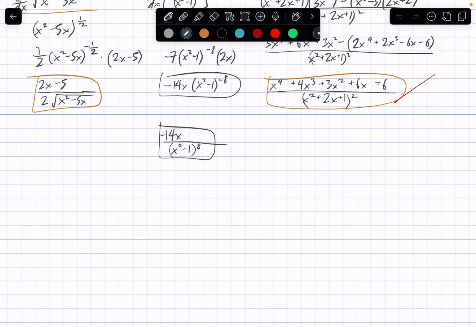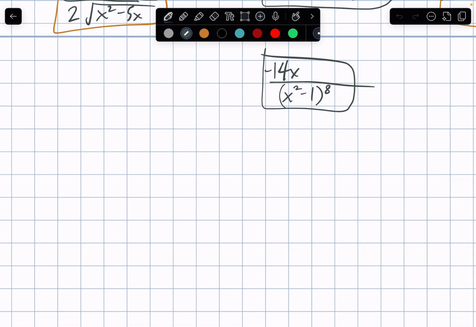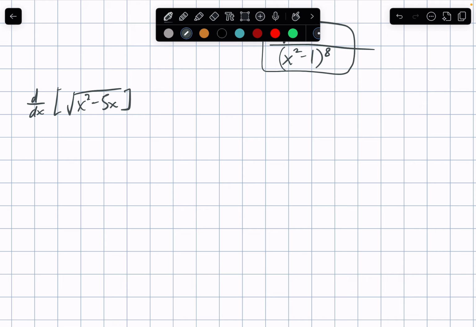Okay, so continuing on, I've decided that we'll go through a few more practice questions on differentiation. Let's proceed. So we want to find the derivative of this function.